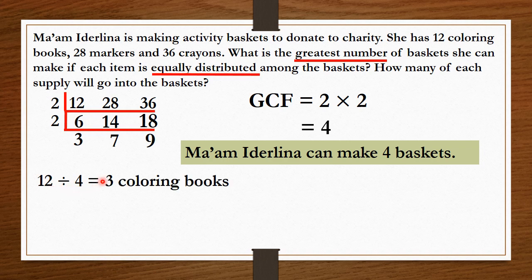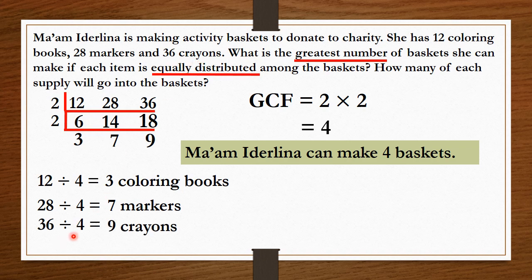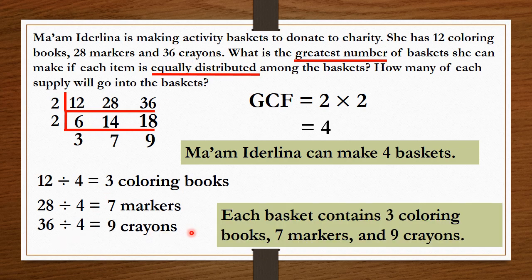12 divided by 4, we have 3 coloring books. Next, 28 markers divided by 4, we have 7 markers. Last, 36 crayons divided by 4, we have 9 crayons. Therefore, each basket contains 3 coloring books, 7 markers, and 9 crayons. So, each basket. We have only 4 baskets. Each basket contains 3 coloring books, 7 markers, and 9 crayons.